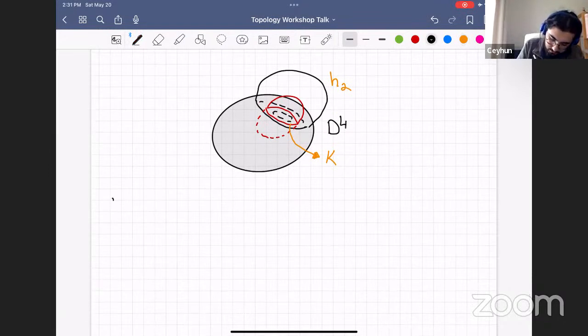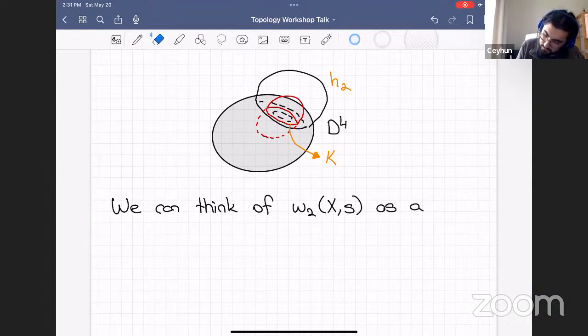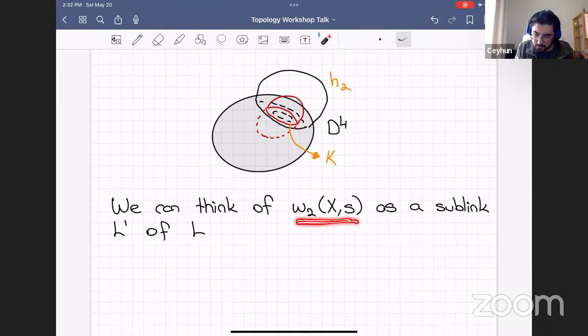So this means that we can think of this relative cohomology class as a link, as a sublink. Let's call it L prime of L, where L is the union of knots along which we attach two handles to get X. So basically, we have this class, which is a cohomology class, which we know is equal to 0 if and only if this S, the spin structure, extends to X. And this class corresponds to a sublink of the link along which we attach two handles.